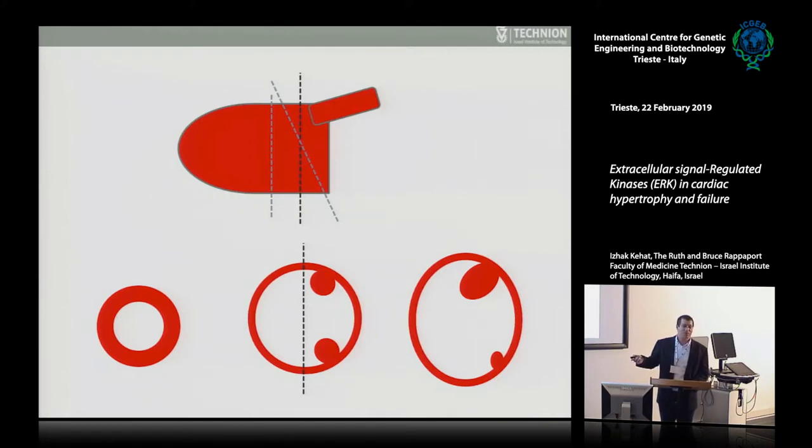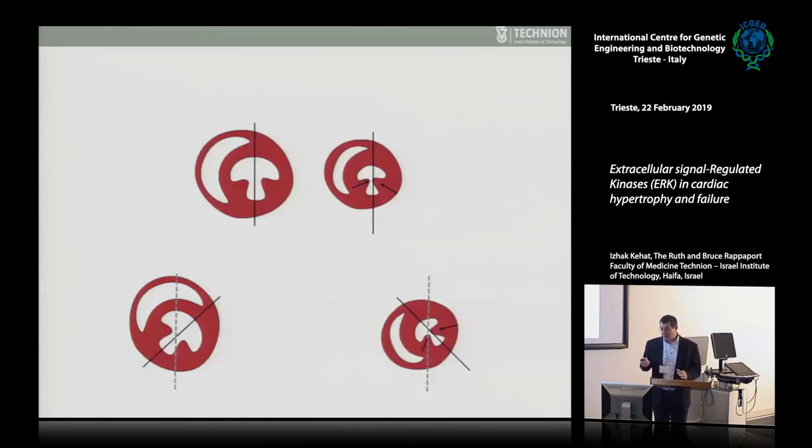If you don't see papillary muscles, it means you're too low toward the apex. If you see something elliptical and very asymmetric papillary muscles, you're probably at an off-axis view. And so you have to make sure.